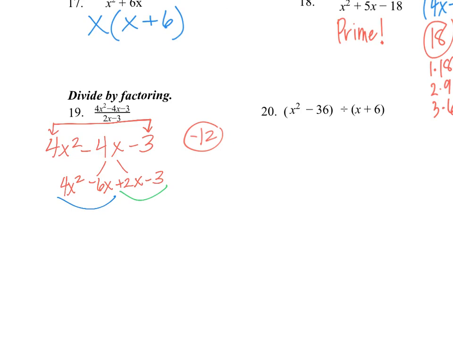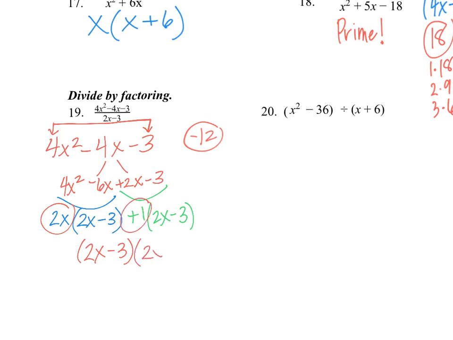And now let's go ahead and take out the greatest common factor for this first group. So that would be a 2x. And then inside of the parentheses, we have a 2x minus 3. With this other group, we can only take out a 1. That's all they have in common. So you're going to have plus 1 and then 2x minus 3. All right. So when we put this together, we know we're going to have 2x minus 3, and then we're going to have our coefficients, which is 2x plus 1.